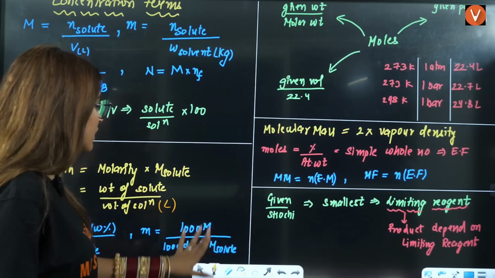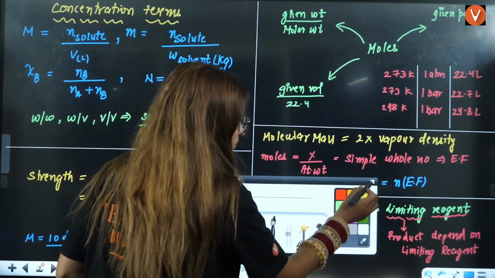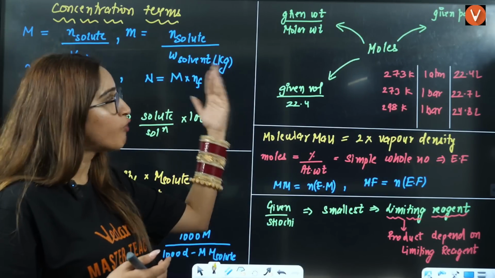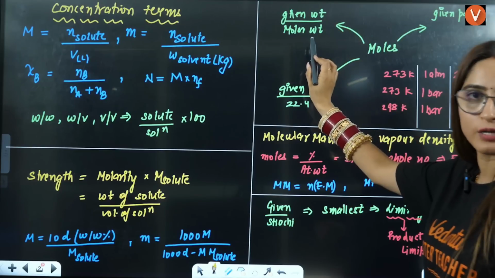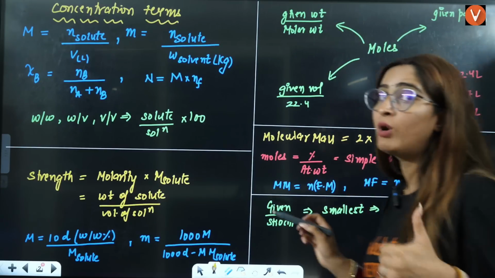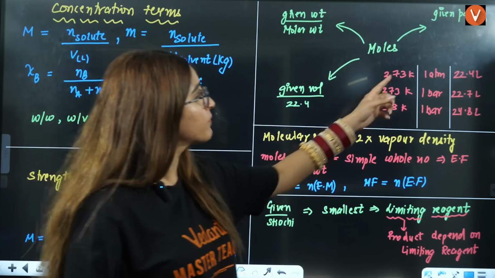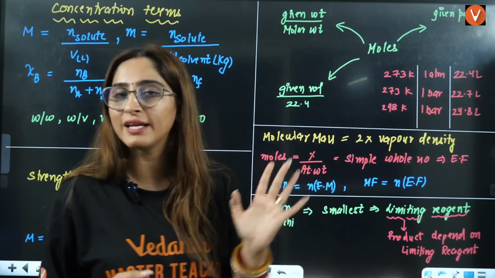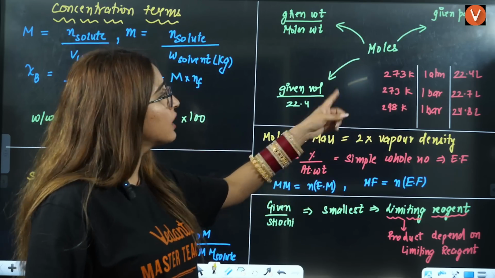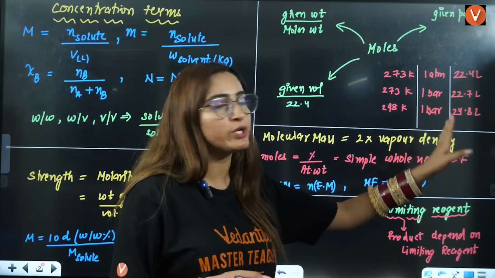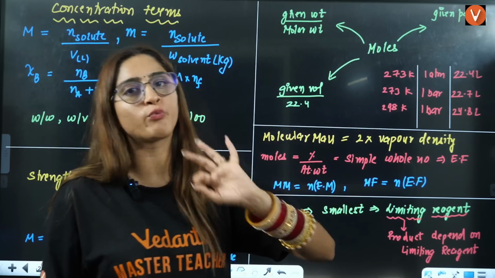Next, if you talk about the relation between moles when it comes to given mass, volume and particles, in case of mass, it is given weight by molar mass. In case of volume, it is given volume by molar volume, and molar volume usually is taken as 22.4. But what if they give you 1 bar and 273 Kelvin? In that case, it is going to be 22.7. But if they take 293 Kelvin and 1 bar, then it is going to be 24.8. But at standard temperature and pressure, that is 273 Kelvin and 1 atmosphere, it is going to be 22.4 liters only.